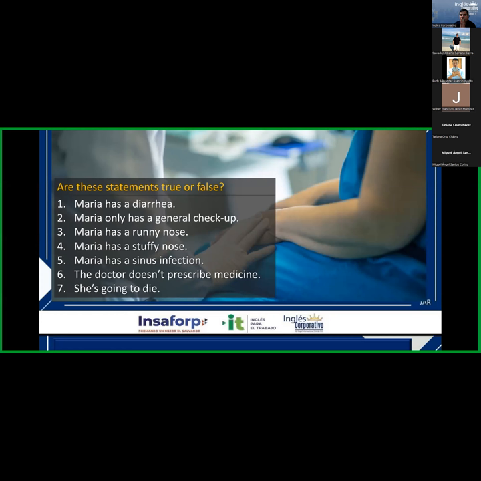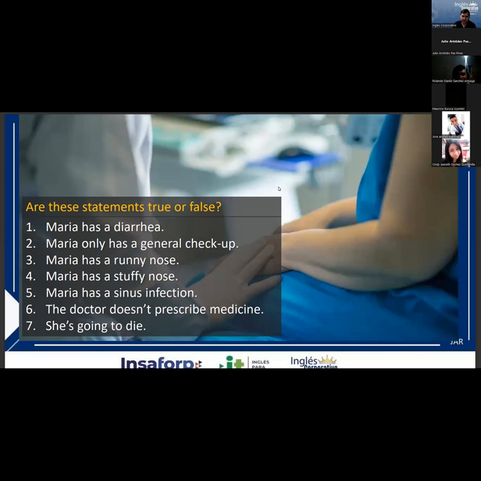Okay. The second question, Maria only has a general checkup. Only has a general checkup. Yes. False. Okay. Maria has a runny nose. Runny nose. It's false too. False. Maria has a stuffed. Okay.